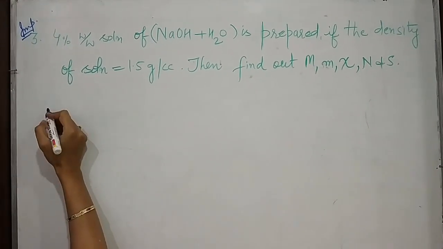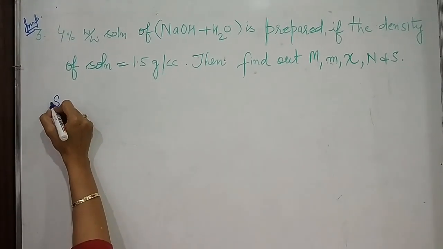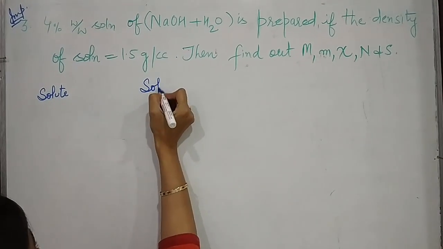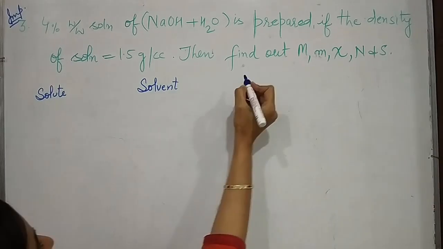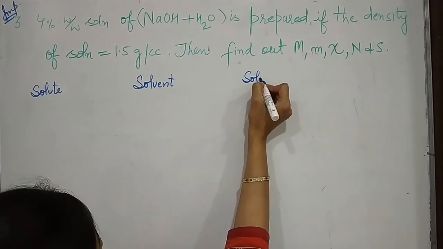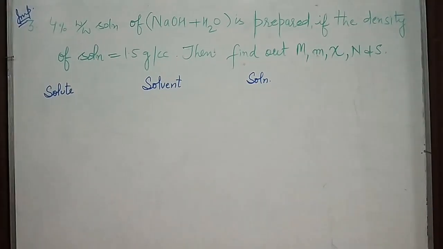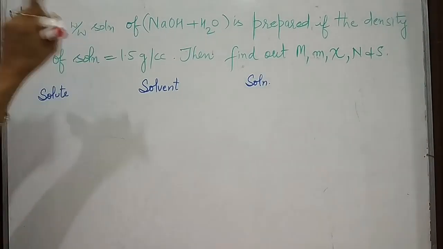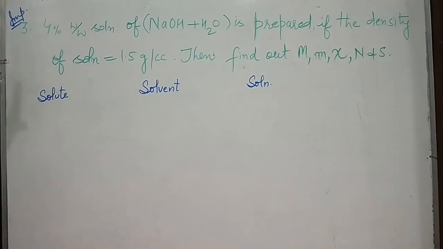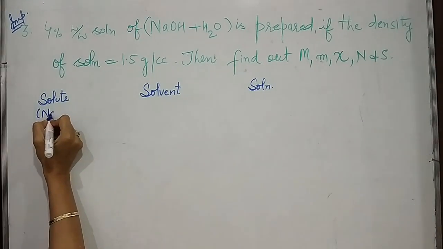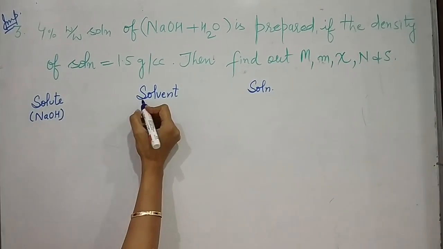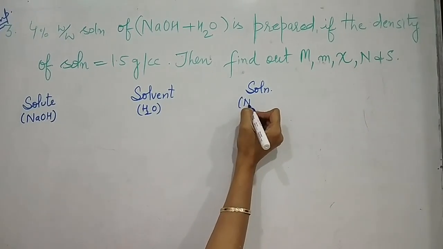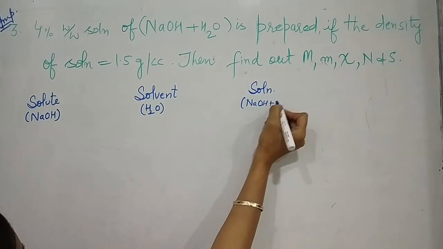Now, what you have to do? Firstly, you form a table: solute, solvent, solution. This is the easy way to solve any numerical. Now it is given 4% weight by weight solution. Here, solute is NaOH, solvent is water, and the mixture of both is the solution, NaOH plus water.